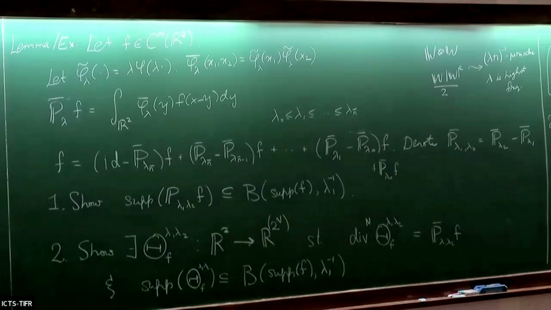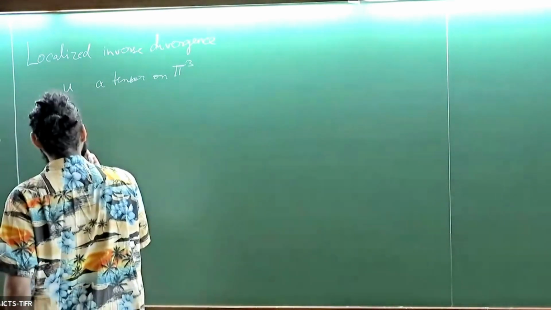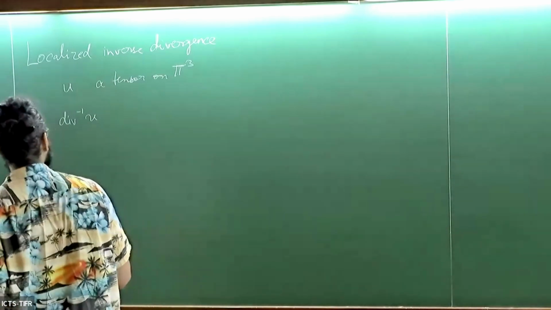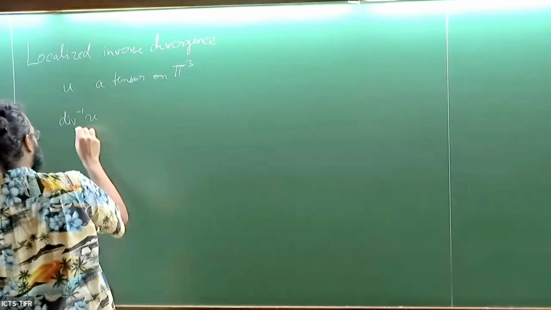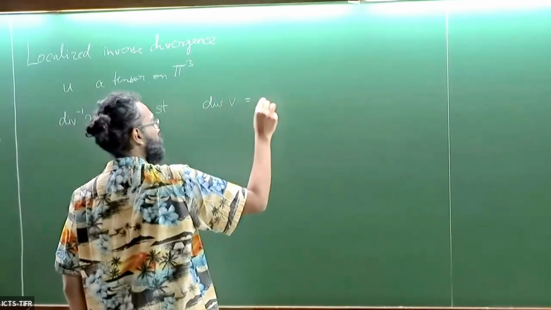Okay, so now let's move on to the localized inverse divergence. Okay, so the setting is that you have some, let's say, vector field or tensor field. Let me just call it U on the torus. And what you would like is to, in some sense, find a function, divergence inverse of U, under certain conditions. So this is some function or some other tensor, let's call it V, such that divergence of V will equal U minus its mean.